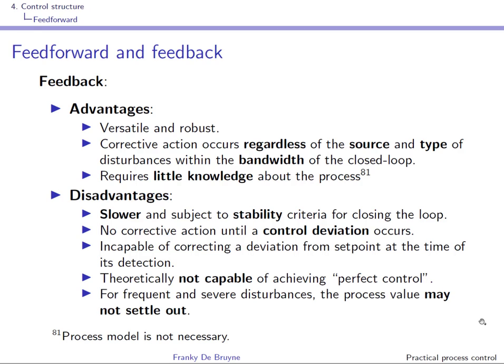Of course, if you're using a model-based controller, as investigated later in the course, then a process model is necessary. Feedback control is slower and is subject to stability problems if you're careless. You need a control error to detect the disturbance, and by definition, a perfect rejection of the disturbance is not possible using feedback only. This is what we mean by perfect control is not achievable. For frequent and severe disturbances, the process value might not even settle out.